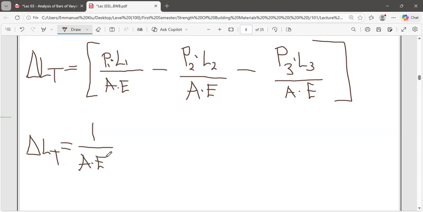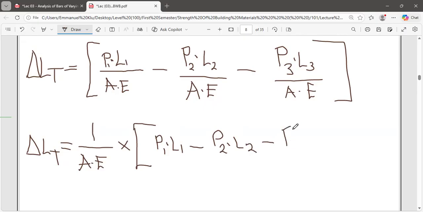1 over AE. Now multiplying everything in this bracket, we can say that PL is P1 multiplying L1, minus P2 multiplying L2, minus P3 multiplying L3.